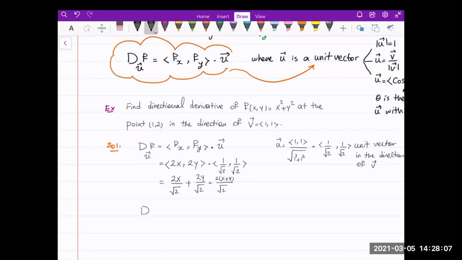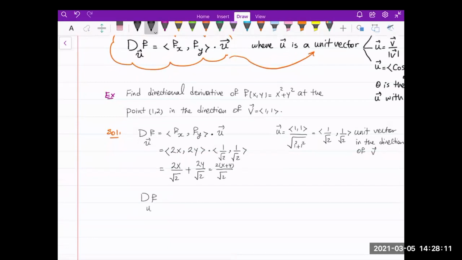Now I'm going to find the directional derivative at the given point (1, 2). Instead of x and y, I'm going to plug in 1 and 2. So it will be 6 over root 2.